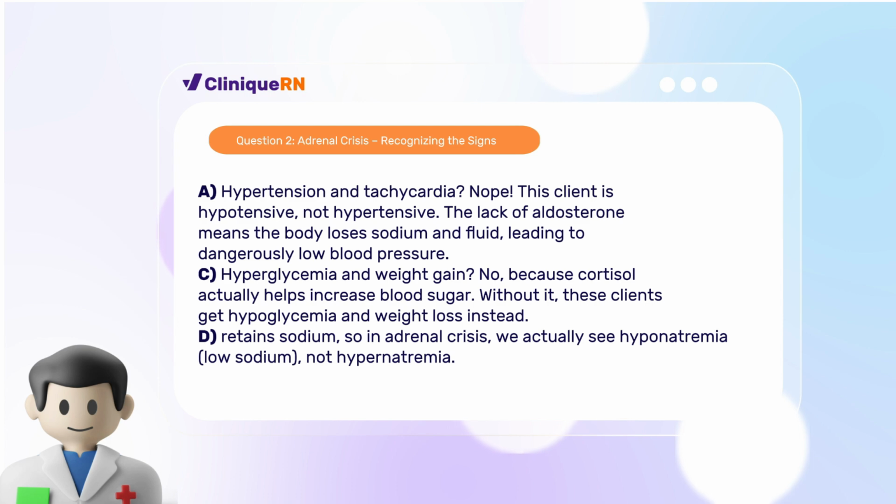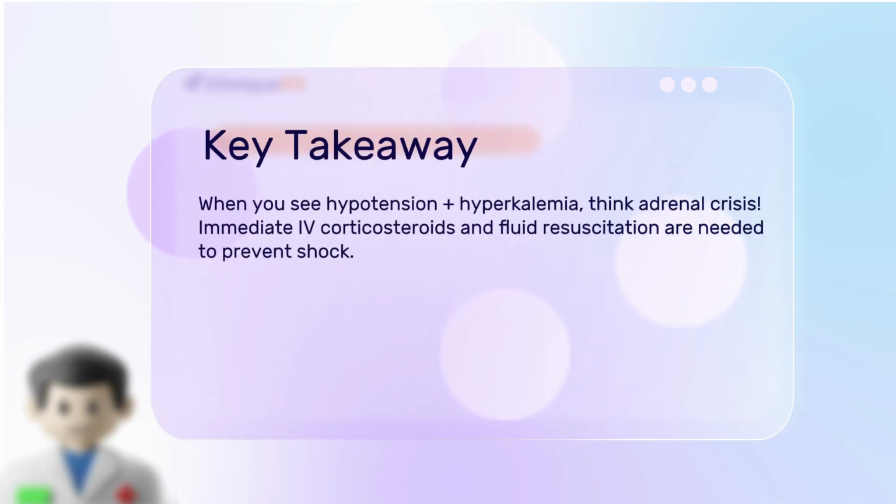C. Hyperglycemia and weight gain. No, because cortisol helps increase blood sugar. Without it, these clients get hypoglycemia and weight loss instead. D. Bradycardia and hypernatremia. Aldosterone normally retains sodium, so in adrenal crisis, we actually see hyponatremia, low sodium, not hypernatremia. Key takeaway. When you see hypotension plus hyperkalemia, think of adrenal crisis. Immediate IV corticosteroids and fluid resuscitation are needed to prevent shock.